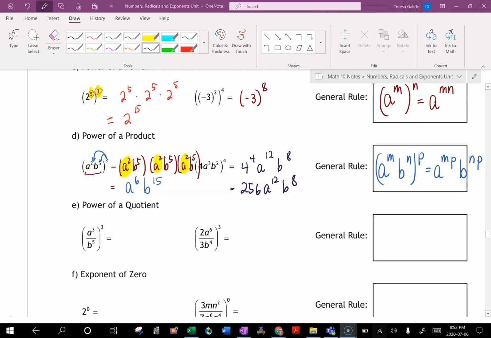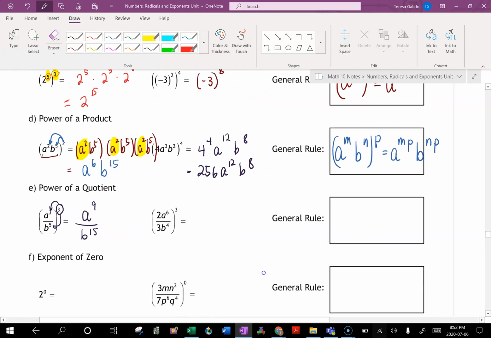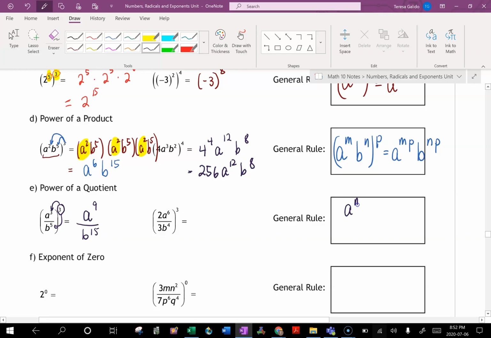And what about if you have a power of a quotient? So the same is true here. We're going to have a to the 9th over b to the 15. We're going to distribute the power to the top and also at the bottom. So in this case, we have a to the m over b to the n, all raised to p. So this is a to the m times p over b to the n times p. Oops, I wrote the p wrong there.